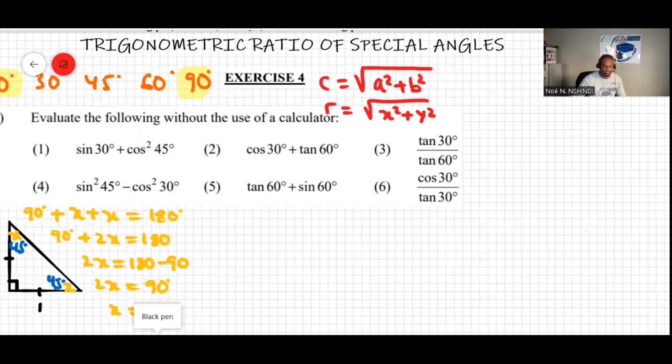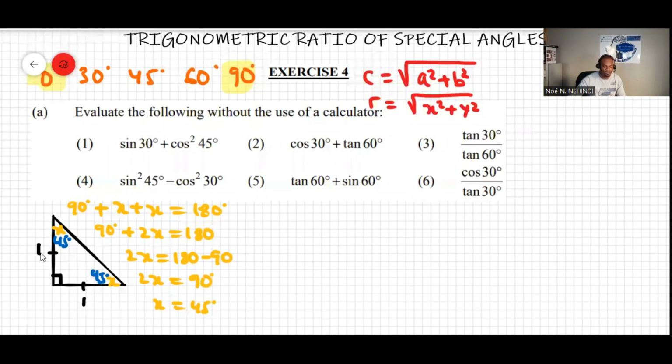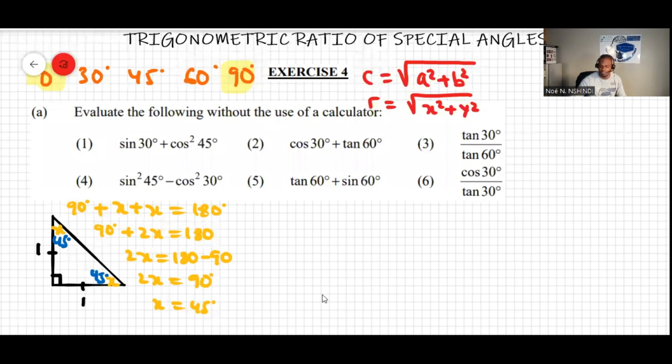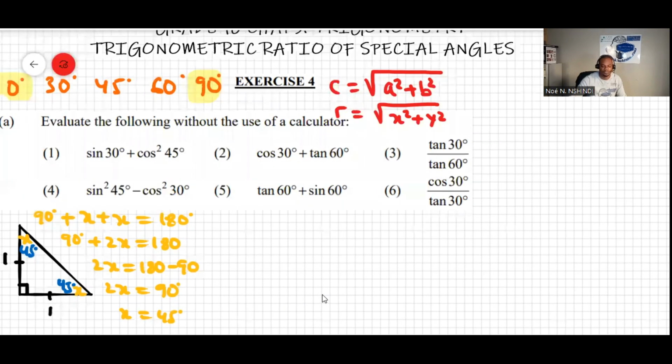Now we can substitute the values, 1 there. C will be equal to the square root of 1 squared plus 1 squared, which is the square root of 2. So this side is equal to the square root of 2.